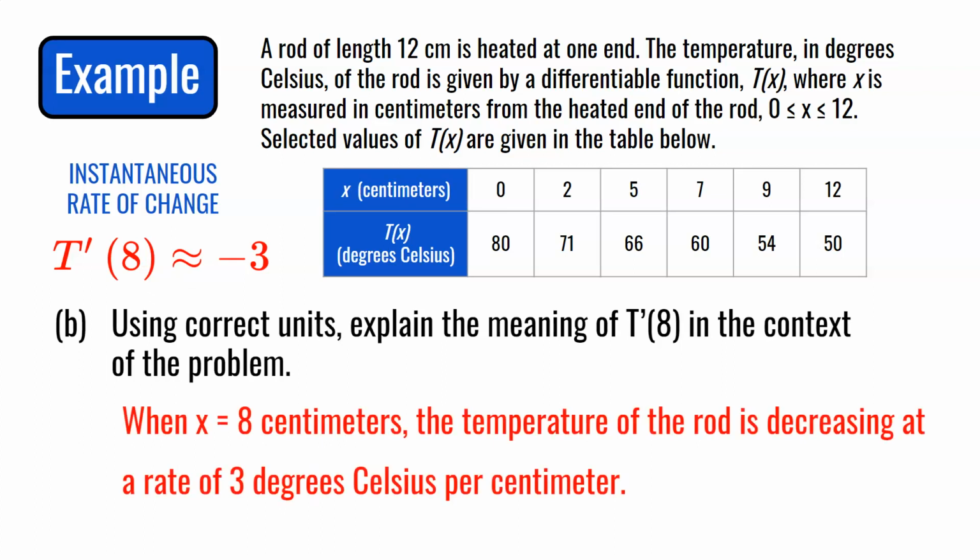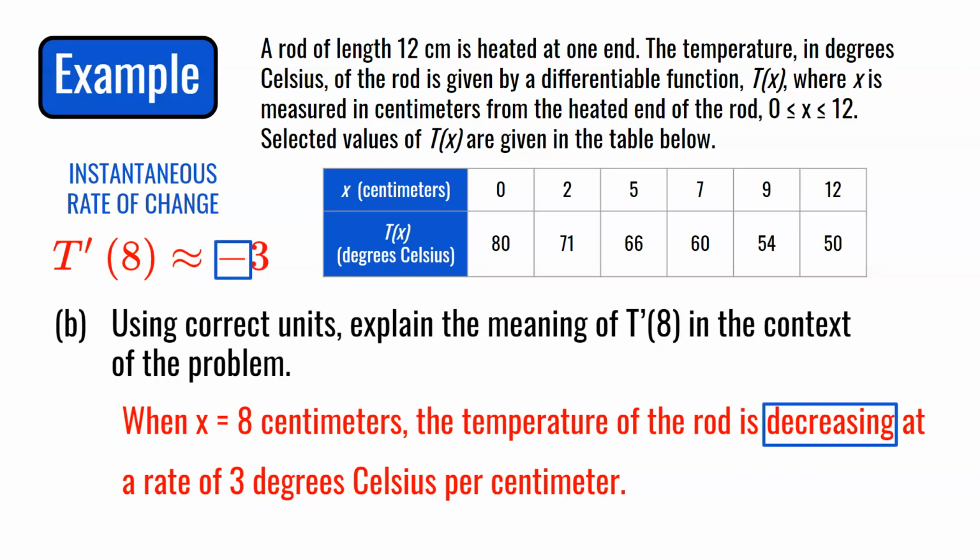I say when x is equal to 8 centimeters, the temperature of the rod is decreasing at a rate of 3 degrees Celsius per centimeter. The reason I knew that the temperature was going to be decreasing is because the value of my answer was negative.